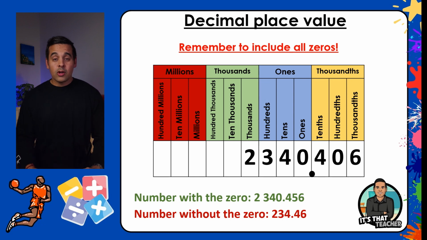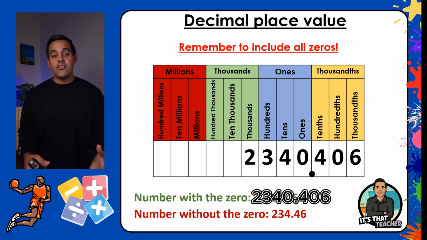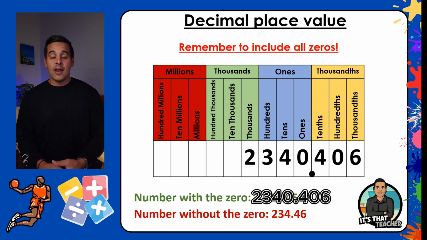Now, it's very important to include all zeros. I said this in my previous video, but sometimes in maths, zeros are worthless. However, in place value, even though yes, they are worthless, they're important to the entire number. So, as you can see in the green, I've written down 2,340.456. If I didn't include that 0 in the middle, the number would be 243.46. Now, it's an extremely different number. That 0, even in the thousandths column, whatever column, you have to include it. Otherwise, your number is going to be completely different.